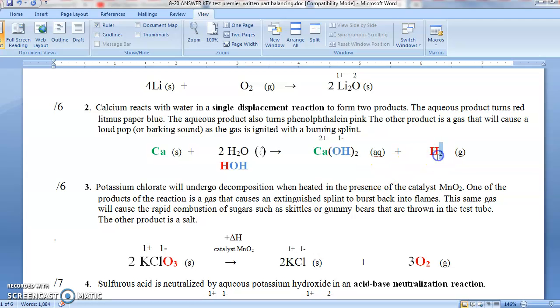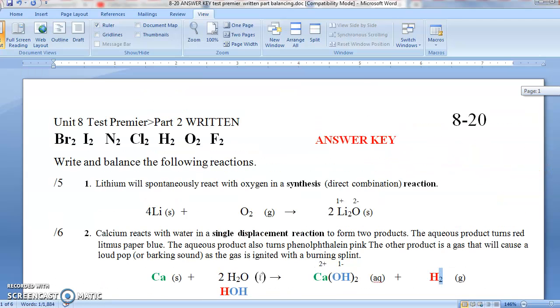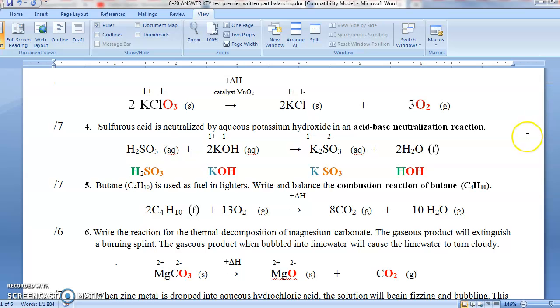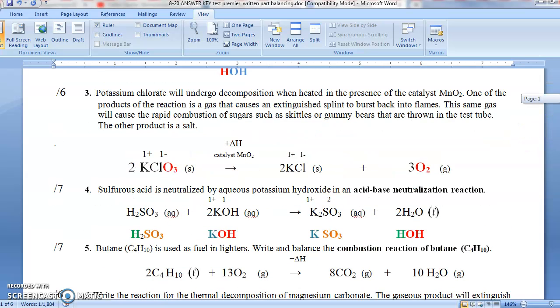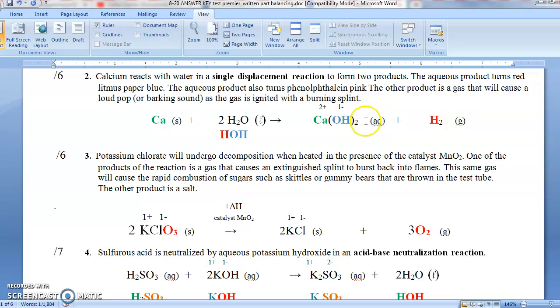Why do I have a 2 after this H that was displaced? We go back up to Brinkelhoff. Hydrogen is the H in Brinkelhoff. Now let's take a look at balancing. We have 2 hydrogens here. We have 2 hydrogens here for a total of 4.